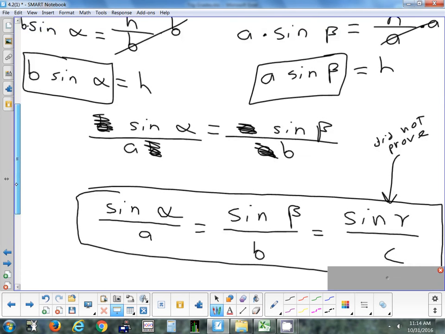Now, whenever we use the law of sines, we only use 2 out of 3 parts of this equation. You're either going to start with the first 2 parts, the last 2 parts, or the first part and the last part. But you never use all 3 parts at the same time. Okay?